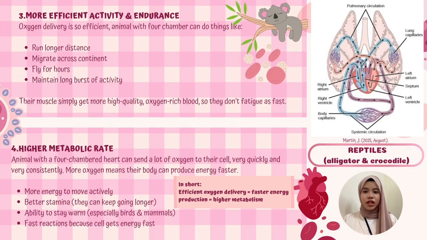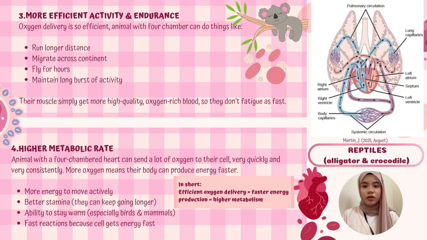Third, more efficient activity and endurance. Oxygen delivery is so efficient. Animals with four chambers can do things like run longer distances, migrate across continents, fly for hours, and maintain long bursts of activity like hunting. Their muscles simply get more high quality, oxygen-rich blood so they don't fatigue as fast.